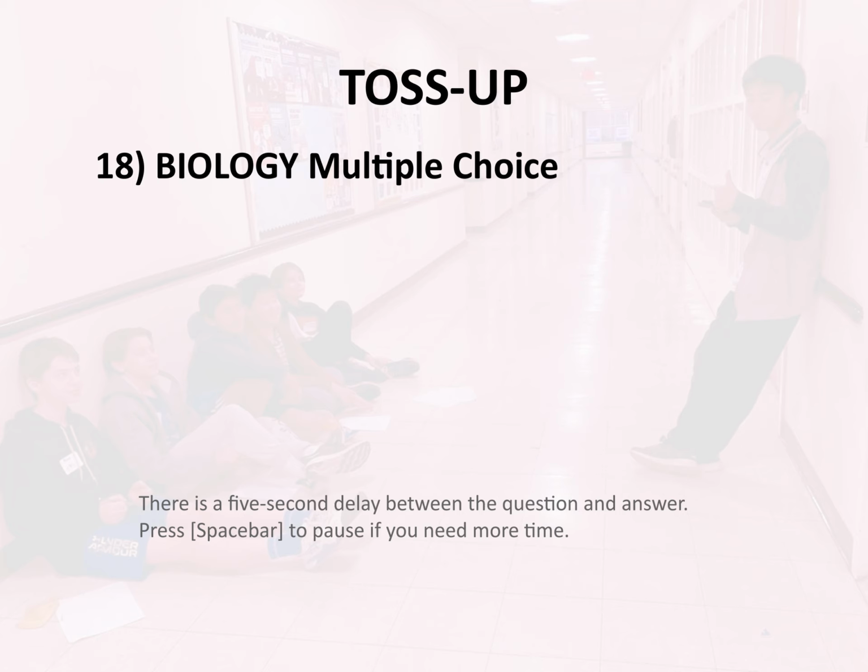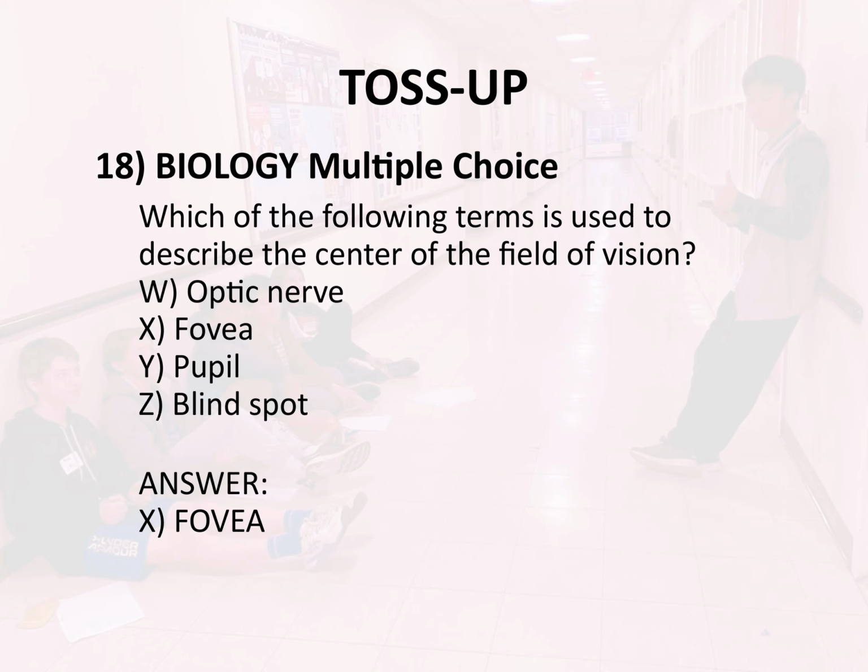Toss-up 18. Biology. Multiple choice. Which of the following terms is used to describe the center of the field of vision? W. Optic nerve. X. Fovea. Y. Pupil. Z. Blind spot. Answer. X. Fovea.